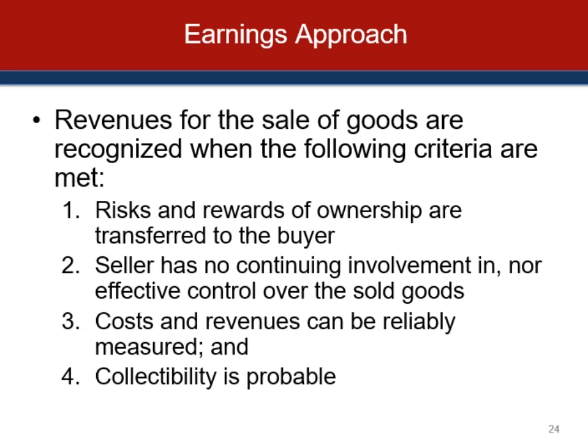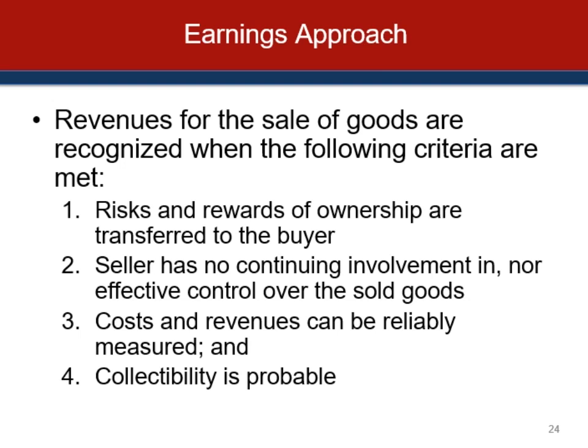Risks and rewards of ownership are transferred. The vendor has no continuing involvement in nor effective control over the goods sold. Costs and revenues can be measured reliably, and collectibility is probable. We used to refer to these as the 3 C's: completion, collectibility, and calculability. So completion would be the first 2 points. Risks and rewards of ownership have been transferred, and there's no continuing involvement by the seller over the sold goods.